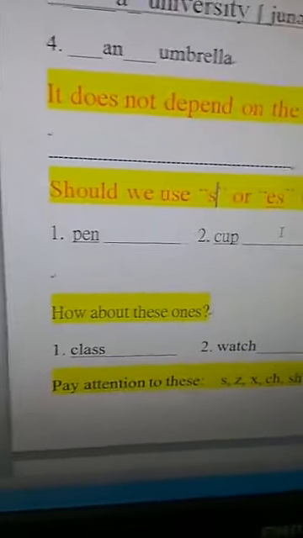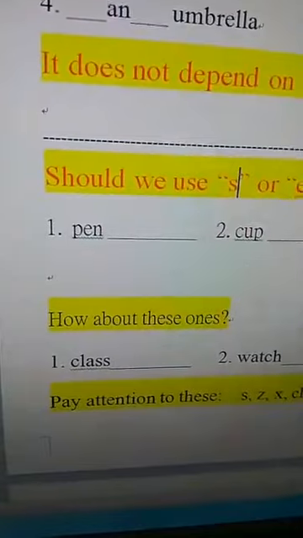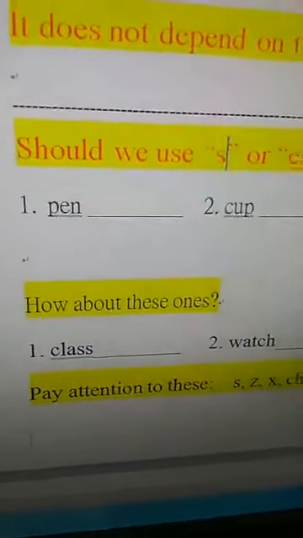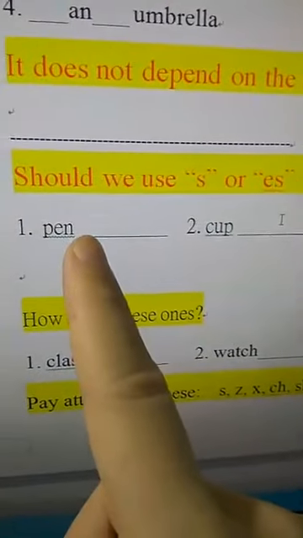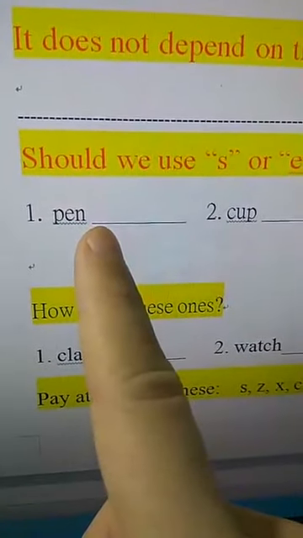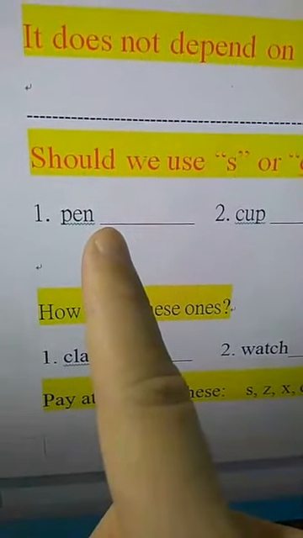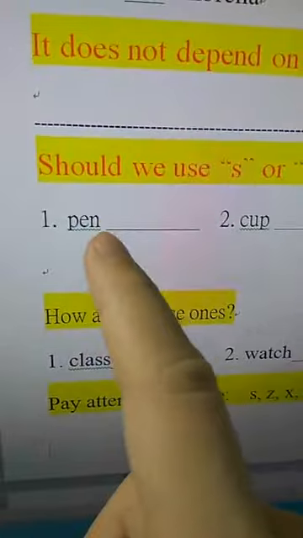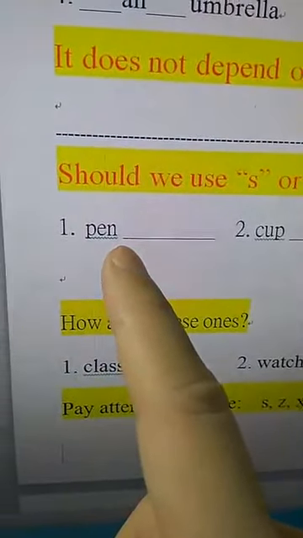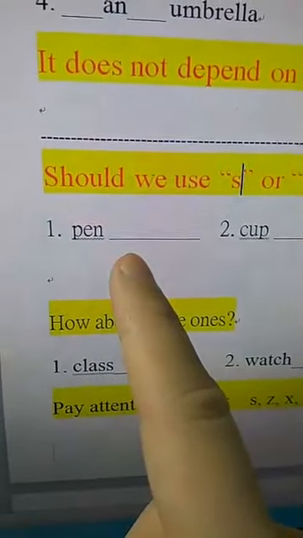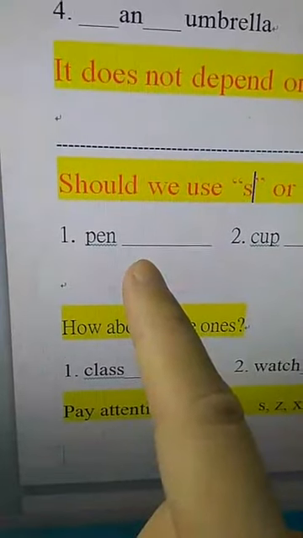So let's see, should we add s or es to this word? Viewers and watchers, please practice by yourself in advance. How about the word pen? It is very easy. What's the plural form of pen? Yes, that's very easy. Pens. We add s. So easy for you, but later we'll do some advanced questions. So don't worry, don't be afraid, okay?